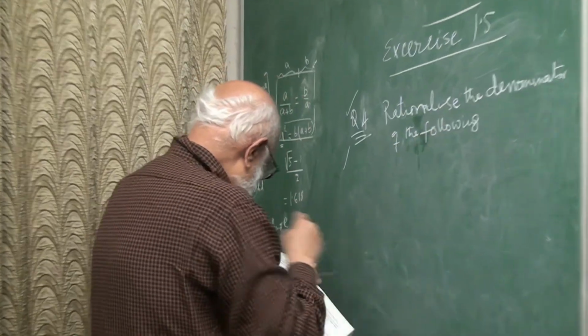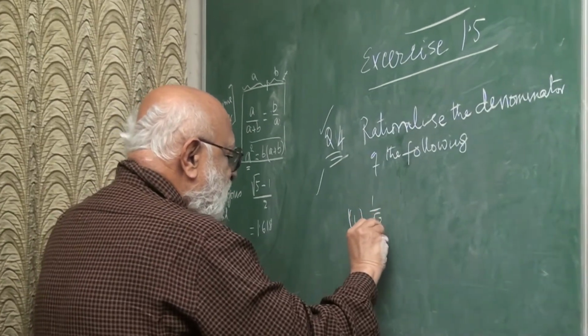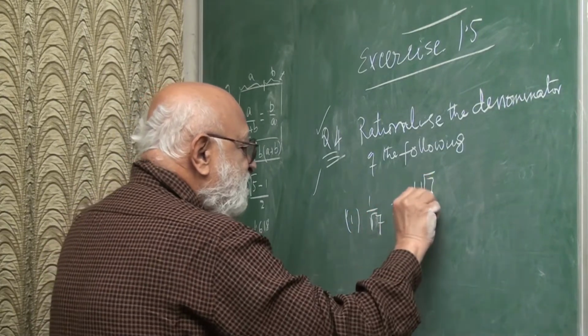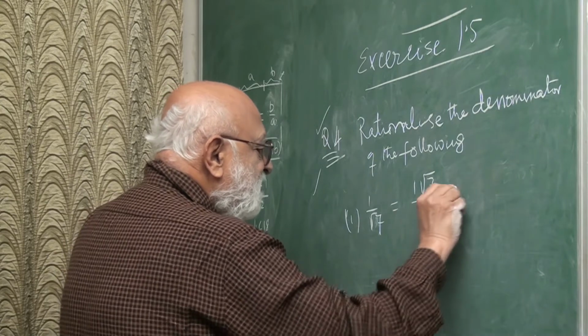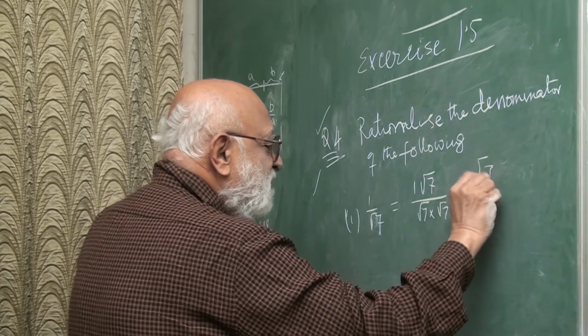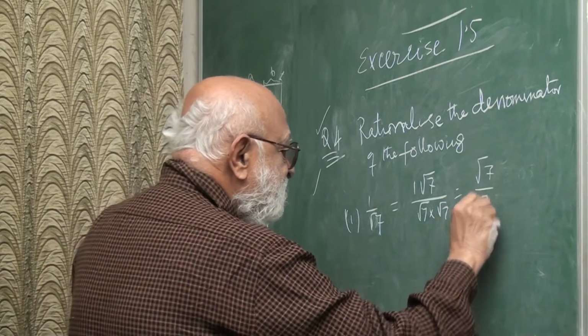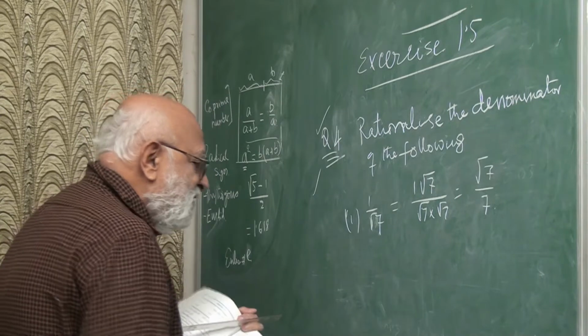And that would be what? First one: 1 upon root 7. We have done it before. So that will be 1 into root 7 upon root 7 into root 7, which is equal to root 7 by 7. Okay, that takes care of 1.